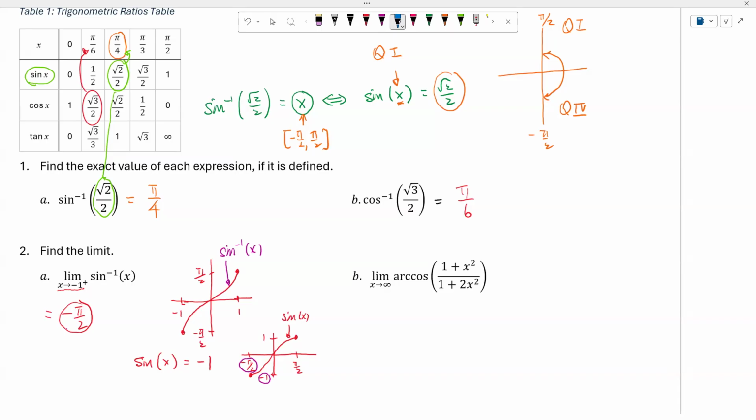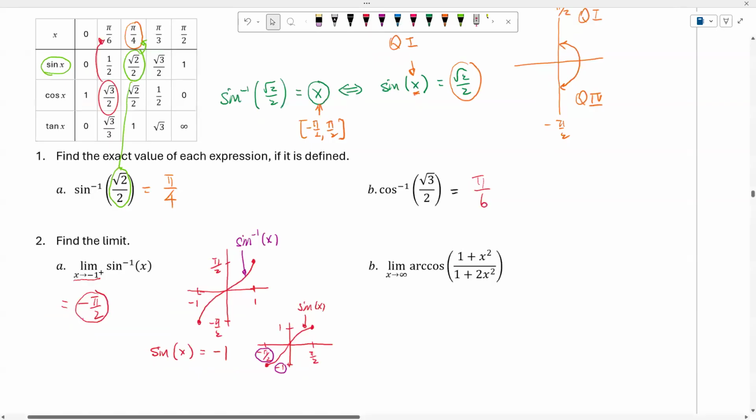And now, let us look at our next example. In this case, I would like to find the limit as x approaches infinity of arc cosine of (1 plus x squared) over (1 plus 2x squared). Again, this is a composite function, right? So what we could do is evaluate the arc cosine of the limit as x approaches infinity of (1 plus x squared) over (1 plus 2x squared).